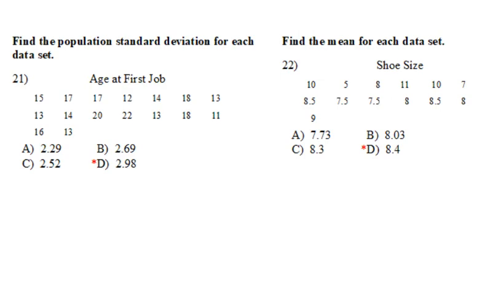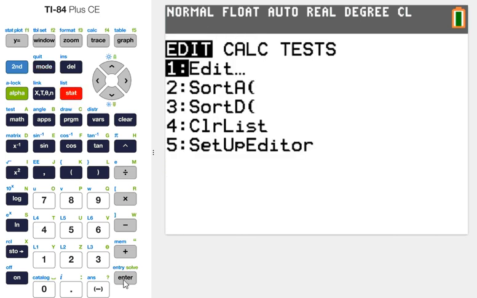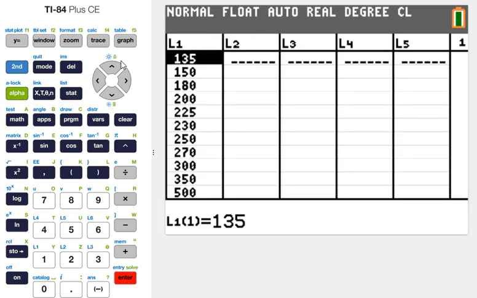In 21, find the population standard deviation for the data set. And then in 22, it's find the mean. To do this, you need to have your calculator. You go to Stat, Edit. You enter your data into L1.